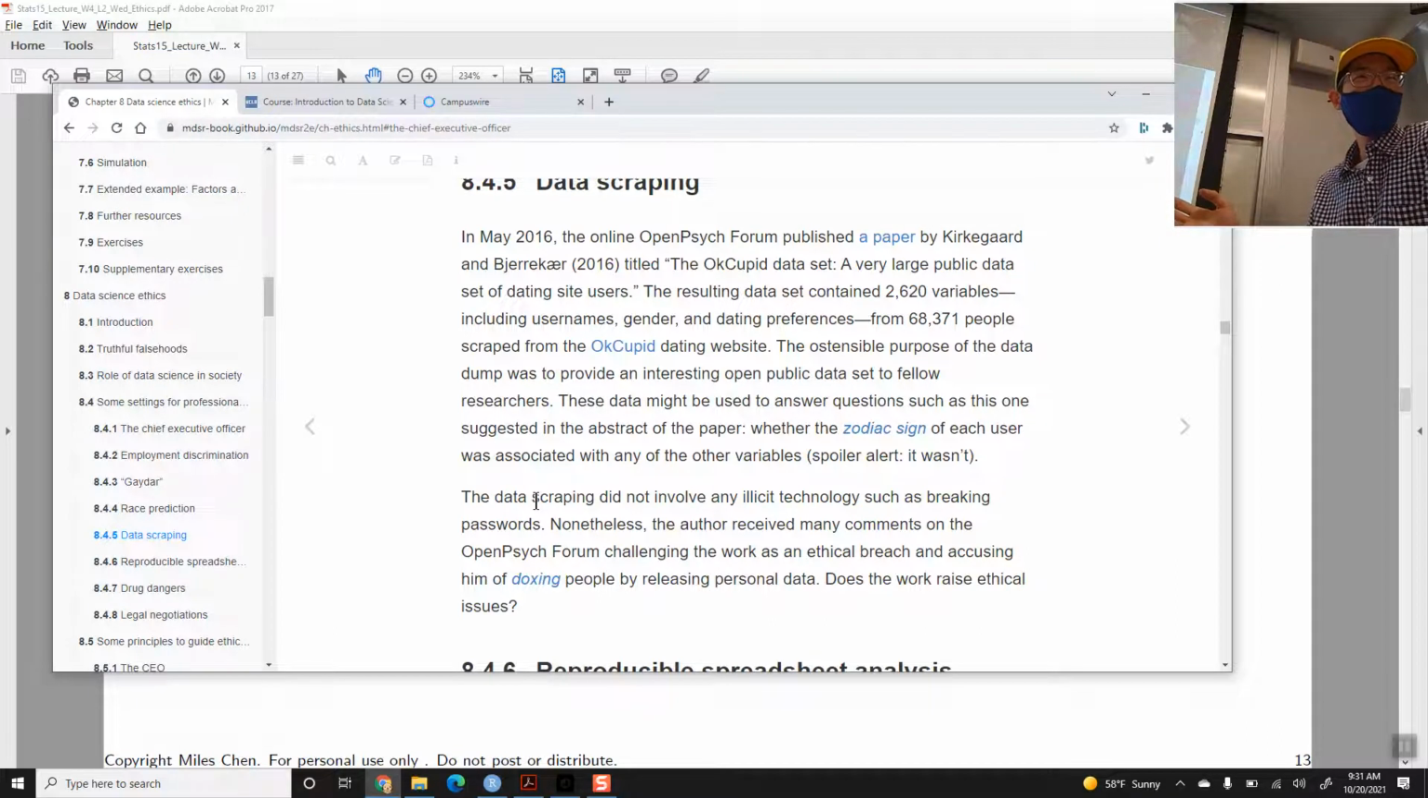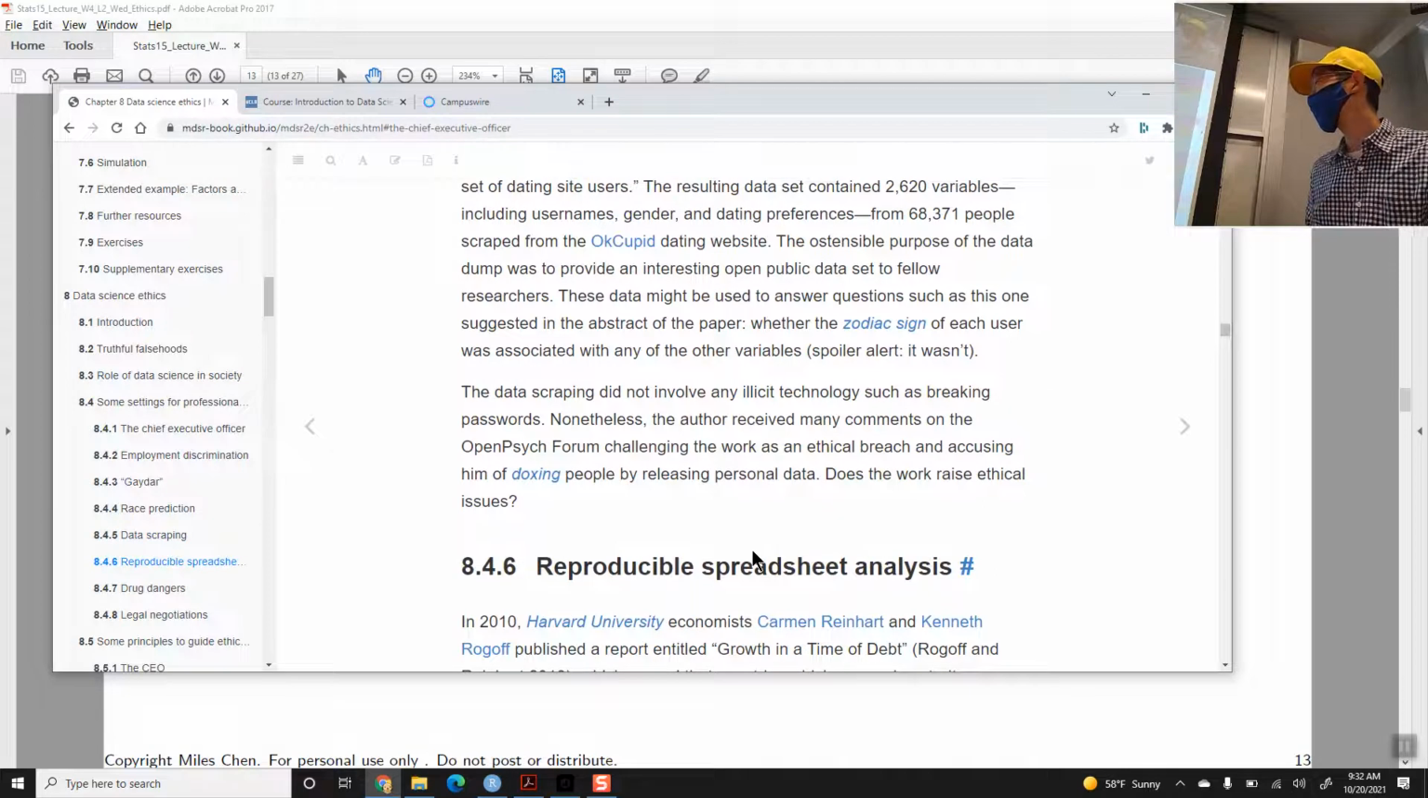Is that okay? It's not like they did anything illegal. It's not like they hacked the website. People had put their profile information up on OkCupid. But then they went out and gathered all of this and compiled it. And some people said, hey, this is kind of like doxing, the term for revealing a lot of people's personal information without necessarily asking them for permission and things like that. Is that a problem?